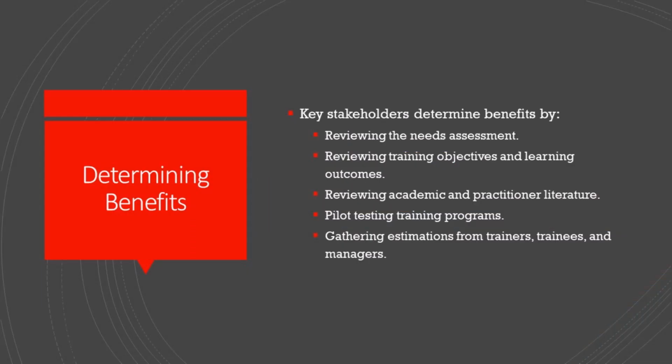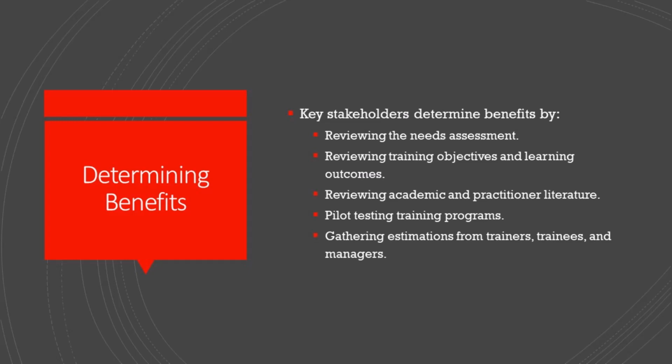To determine the benefits of training, we collect information from multiple sources. First, we review the needs assessment to identify the reasons the program was created in the first place. We can also use the training objectives and the learning outcomes to identify the goals of the program and the trainees, respectively. In academic and professional journals, both researchers and professionals share their evidence-based approaches, examples, and best practices, information that might help us in the process of evaluating our own training programs.